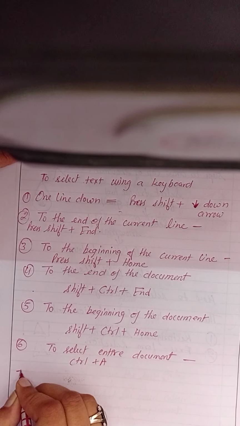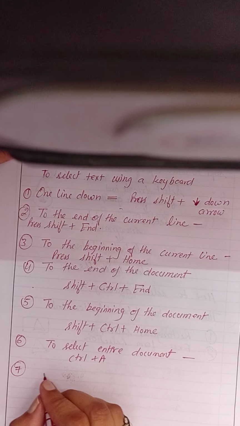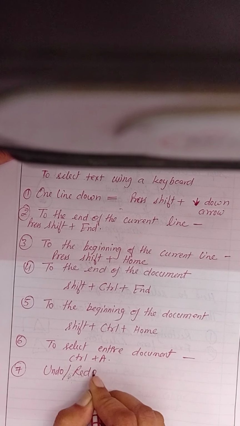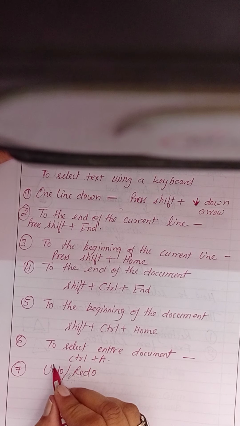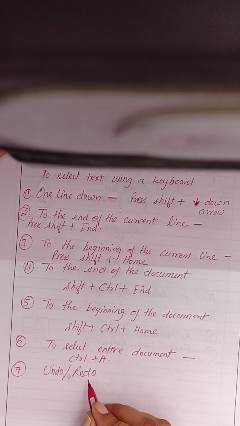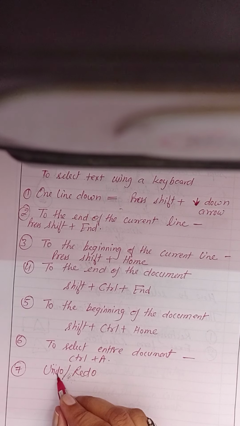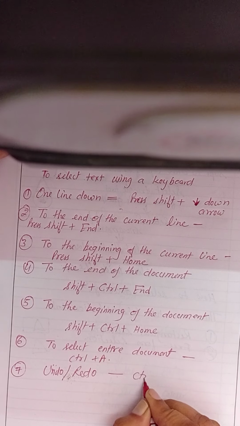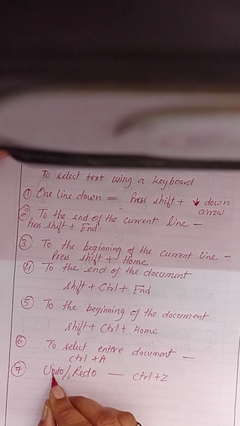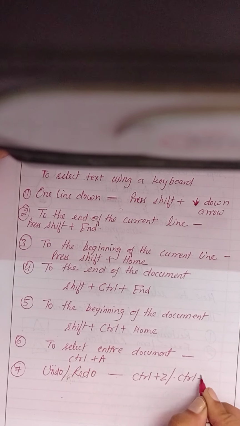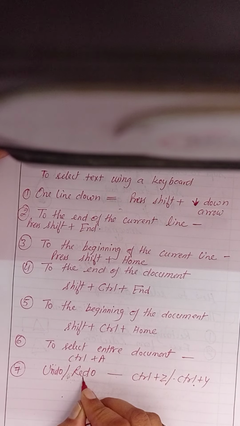And the shortcut for undo and redo commands. Undo is used to remove the last action, whereas redo is used to reverse the action of the undo command. The shortcuts for these commands are Ctrl plus Z for undo, and Ctrl plus Y for redo.